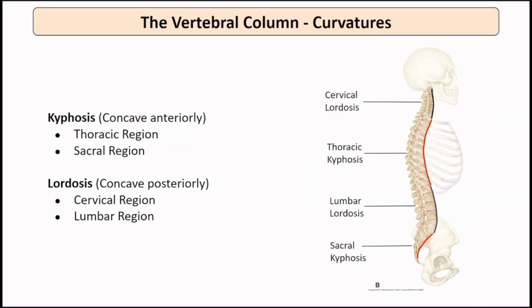When viewed from the side, the articulated adult vertebral column has four curvatures, which occur in the cervical, thoracic, lumbar, and sacral regions. The thoracic and sacral regions form a kyphosis, which is a concave-shaped curve on its anterior aspect. The cervical and lumbar regions form a lordosis, which is a concave-shaped curve on its posterior aspect.